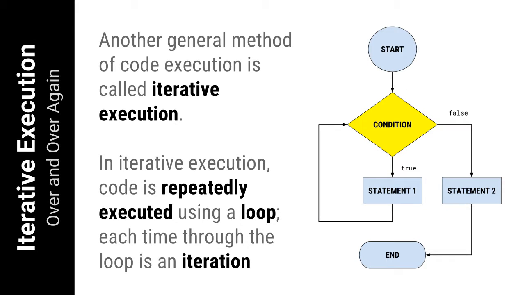Iterative execution is when statements are repeatedly executed using what's known as a loop. A block of code is executed with each trip through the loop, referred to as an iteration. Notice that there is still a condition, but in this case, the condition is repeatedly tested. Once the condition is no longer true, the code continues on.